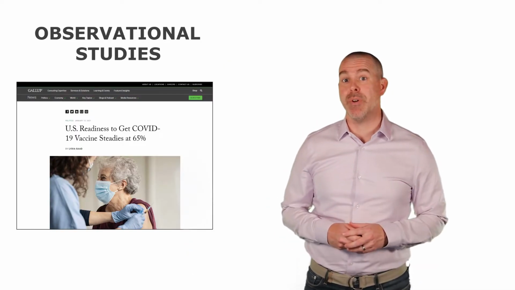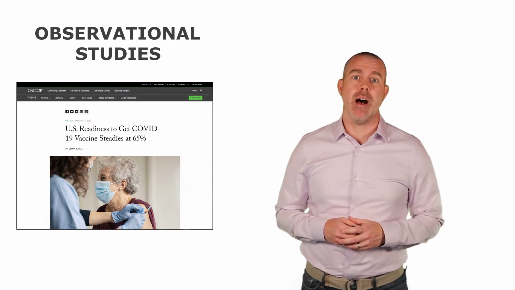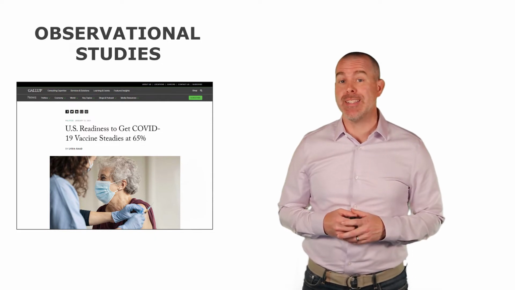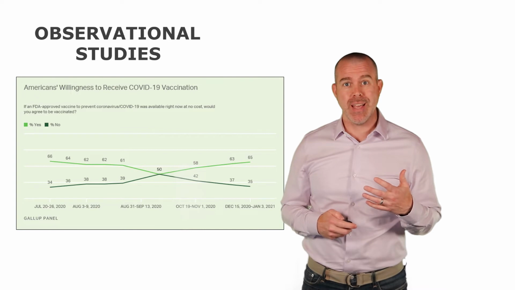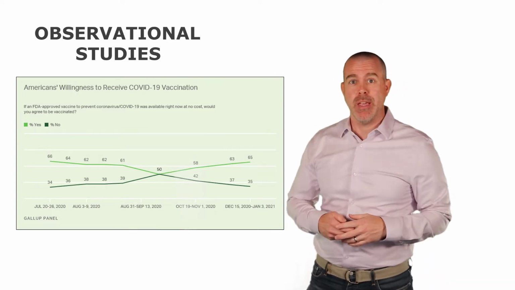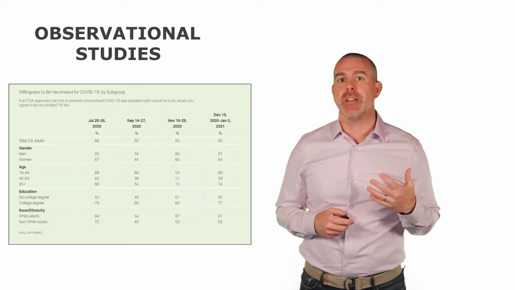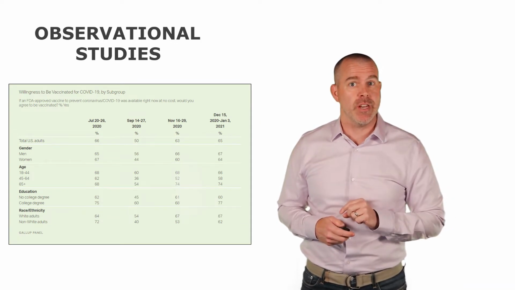Let's look at an example of an observational study. This is a poll done by the Gallup organization, and they're talking about Americans' willingness to get the COVID-19 vaccine. They have this varying over time. You can see there's a little dip in there, and they actually have it broken down by different demographics. They have gender, age, and they have education, which is kind of an interesting one.